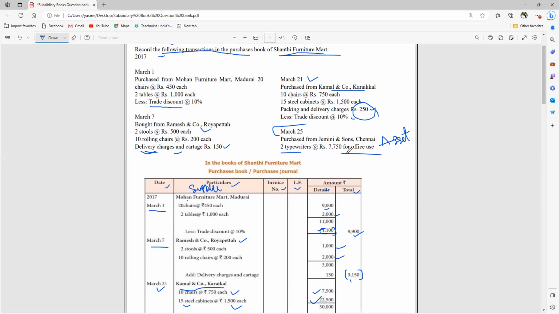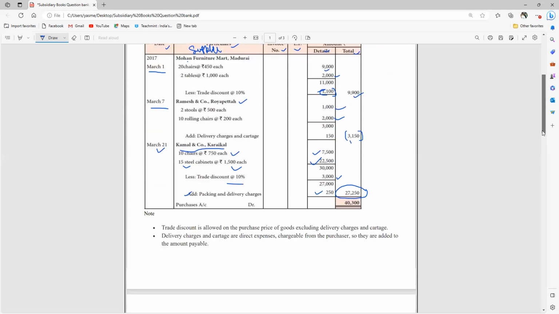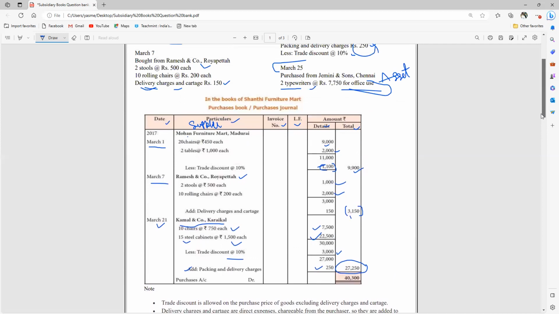It is because it is an asset. Yes, though it is not a cash transaction, this is for office use. It is not business goods, it is an asset for the company. Business goods means which we buy from our supplier to sell to the customer. Asset here means we buy from the supplier to use in the company. That becomes an asset. For office use it becomes an expense here, but the typewriters are the asset for the company.